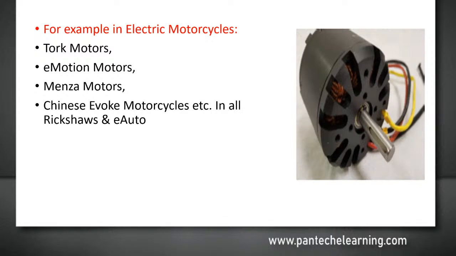You can refer to R. Krishnan, an IISc Bangalore professor, who has written on permanent magnet synchronous machines and permanent magnet brushless DC motors. In the DC motor itself, they are removing the commutator and the brushes, and replacing them with permanent magnets. So in the brushless DC motor, they are removing the brushes, and these permanent magnets work with AC current only. For example, electric motorcycles such as Torque Motors, E-Motion, Menja, and Chinese Evoque motorcycles all use these brushless DC motors.